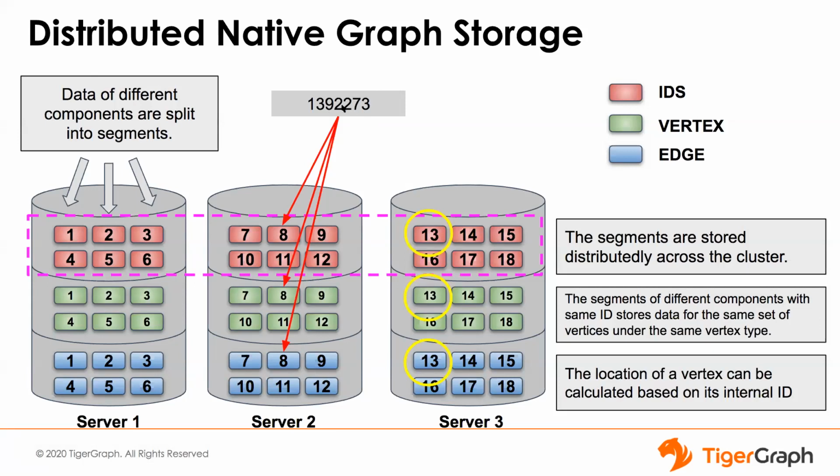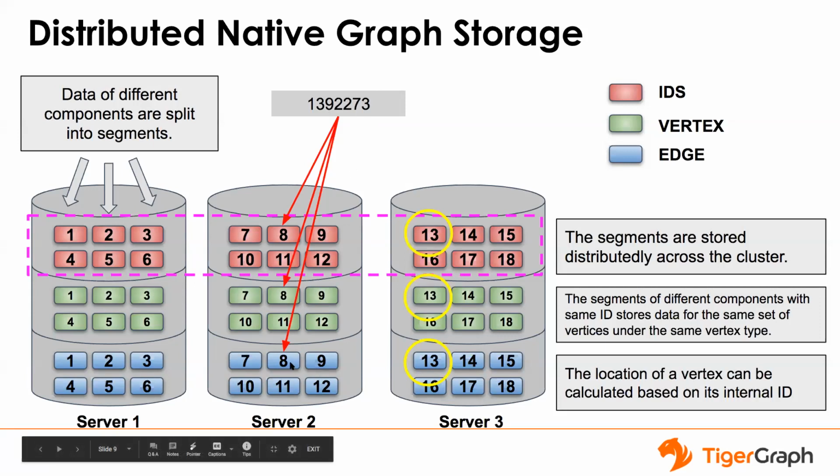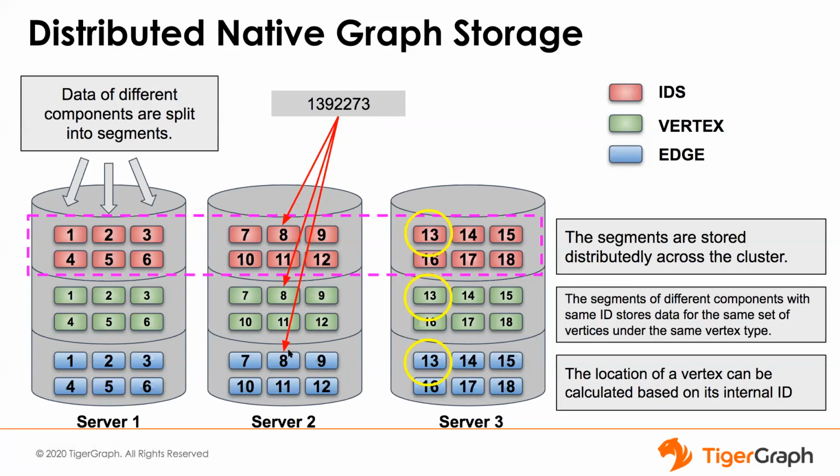Therefore, for this vertex, if we want to look for its vertex attributes, you can locate vertex partition 8, vertex segment number 8 here. If you want to get all the edges, then you just go to edge partition segment 8 to find all the edges of this vertex. If you want to find its external ID, you go to IDS segment number 8. Okay, so this is how we store this native graph in a distributed way.